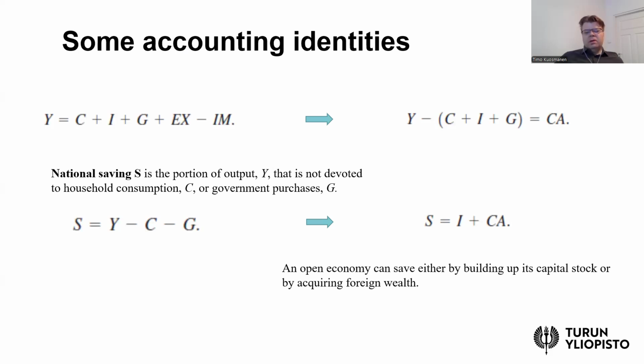Of course, in an open economy, investors can choose to invest in their home country, but they can also invest in foreign countries. In that sense, this current account can be an indicator of the building up of capital stock in foreign countries. So foreign investments can contribute to the current account surplus. Then we can also distinguish between private savings and government savings. I will do that in the next slide.